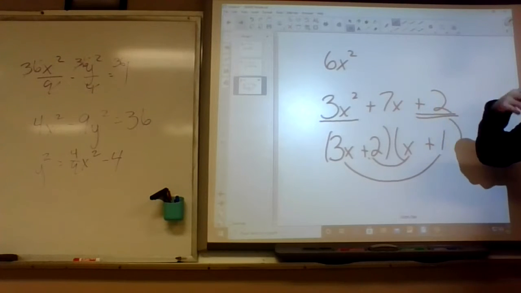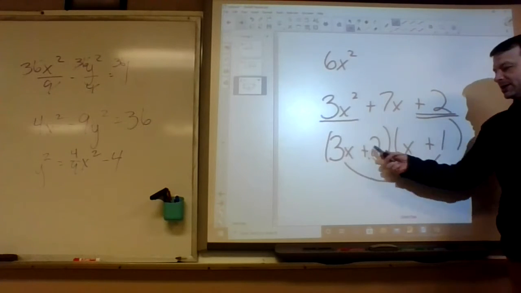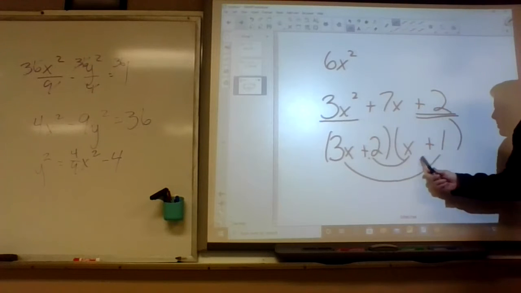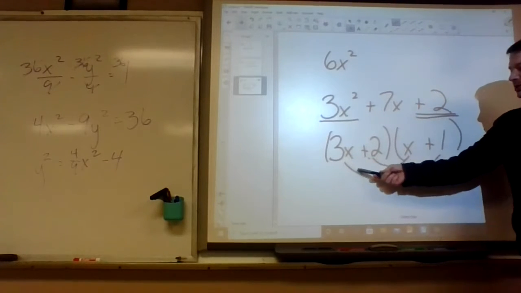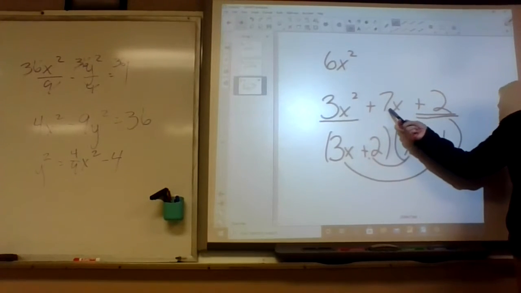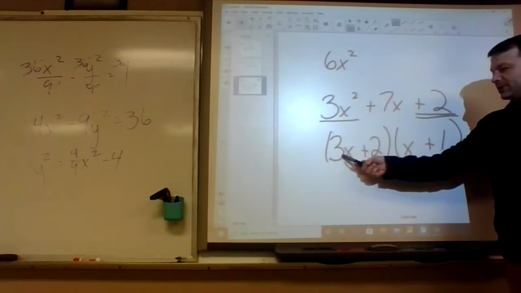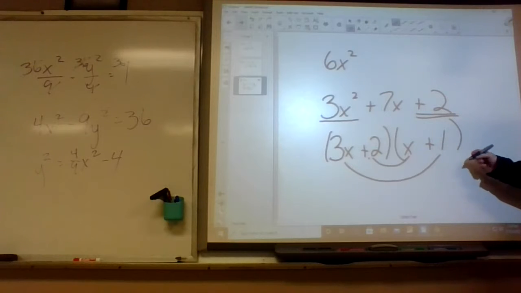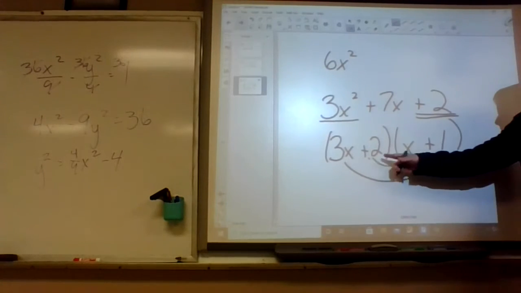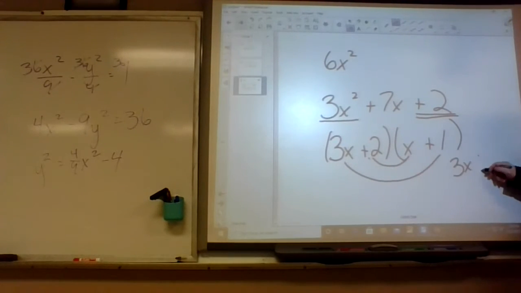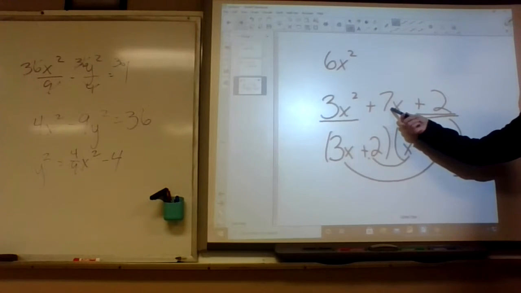So I'm not going to do the whole FOIL. I kind of already set it up for the first and the last to work. I'm going to just do the outside and inside, and if that gives me the middle term, then I got it right. I already said I got it wrong. But if I do the outside, I get 3x times 1 is 3x. If I do the inside, I have 2x. And that makes 5x, not 7x.